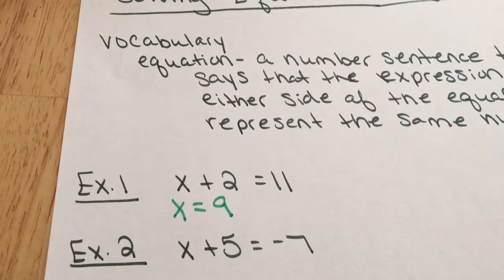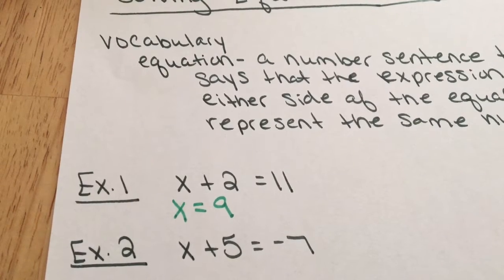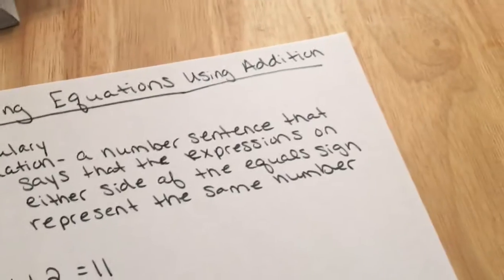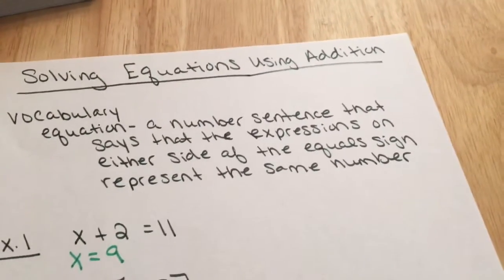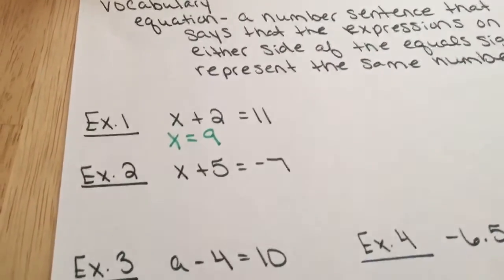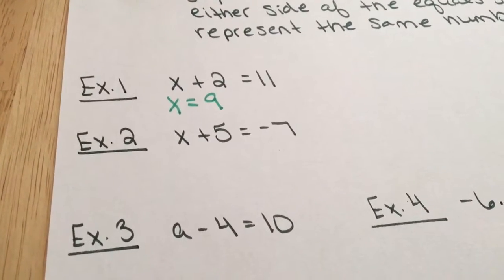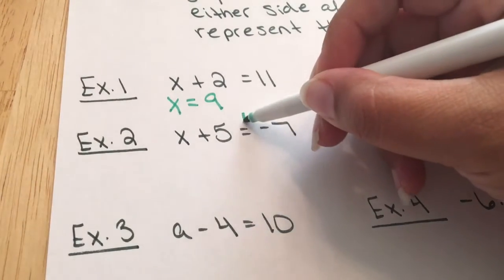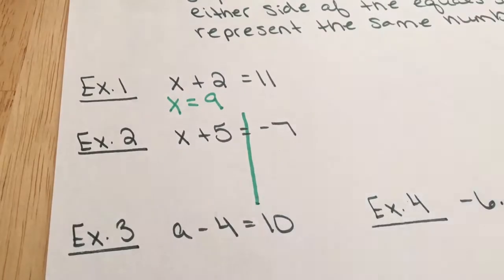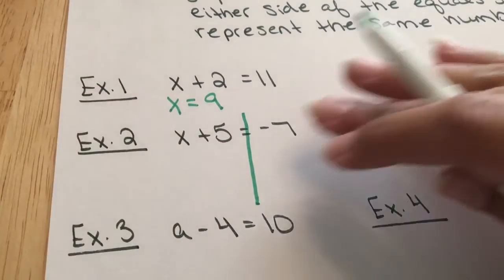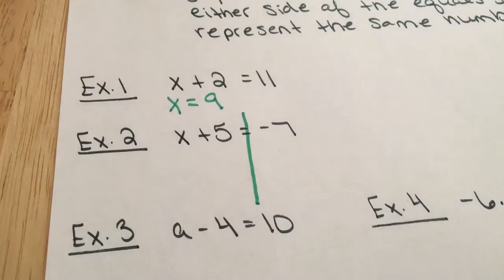However, if we look at example 2, x plus 5 equals negative 7. So this one's going to be a little bit trickier. One of the ways that we can do this is by using the addition principle, using our additive inverse. So what I'm going to do is I like to always make a little line right there through my equal sign. That way I can see a definite left side and right side in my equation.